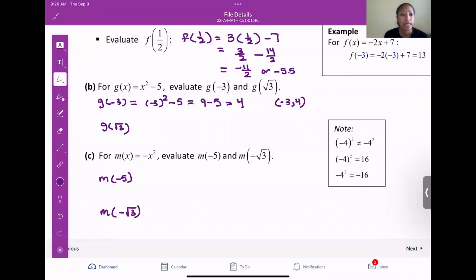All right. And then next for the square root of 3, that would be the square root of 3 squared minus 5. The square root of 3 squared is 3. And then 3 minus 5 is -2. So we have the ordered pair √3, -2.